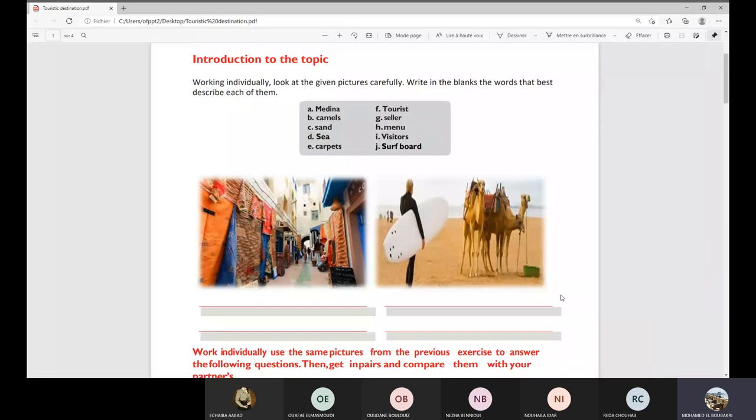What do you think are the two possible words that can describe it? Yes? Go ahead. So there is the sea, and there is the surfboard. That's correct. And we also have the sand. We have sands. So good. Camels. Good job. Camels too.